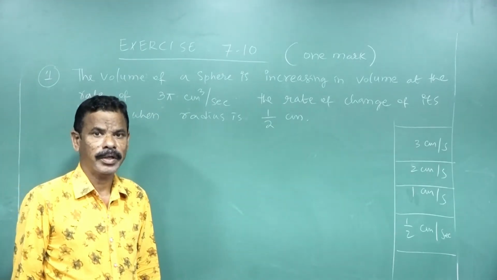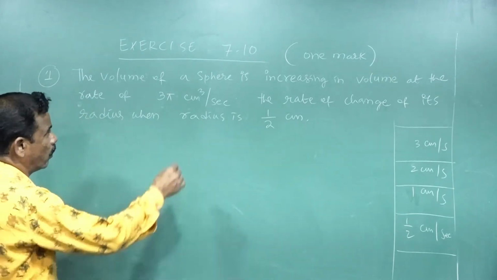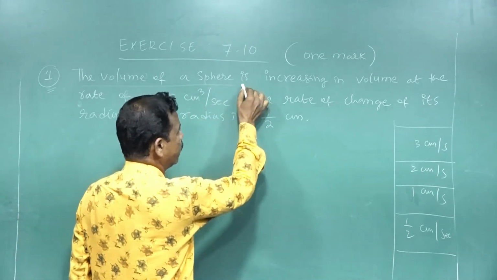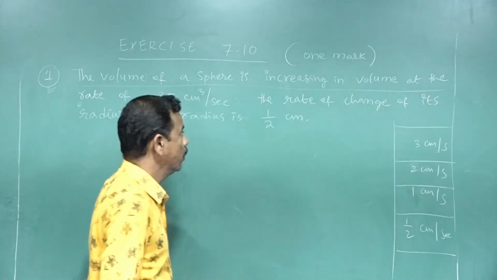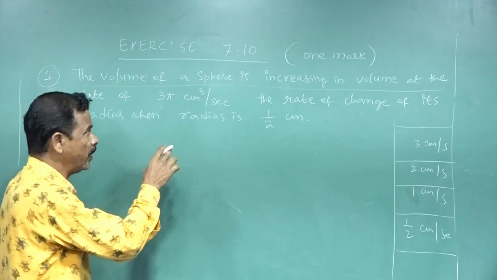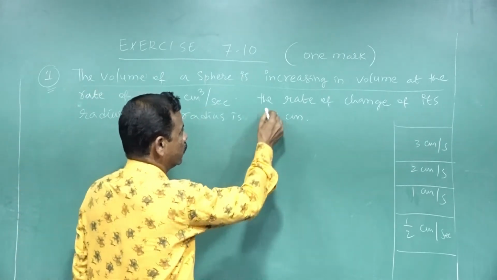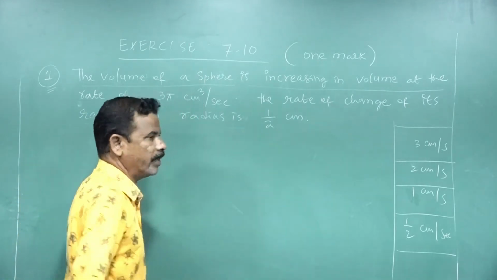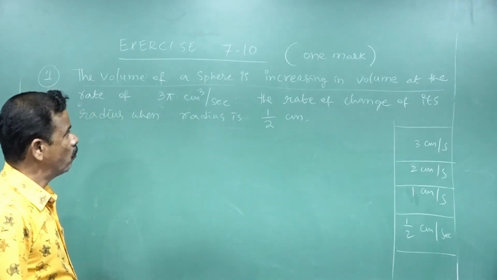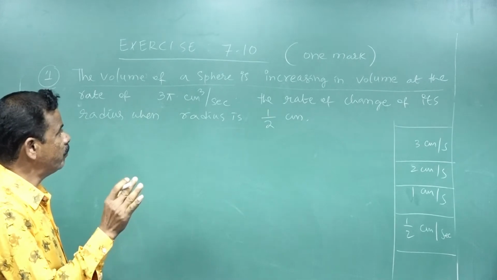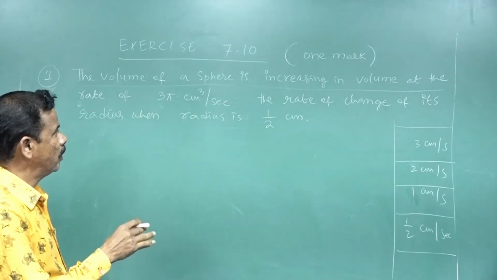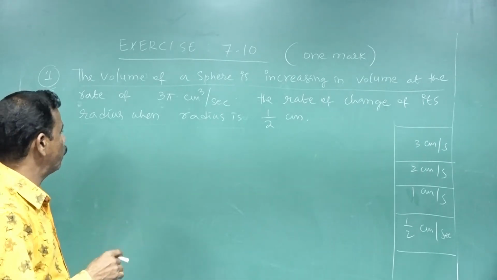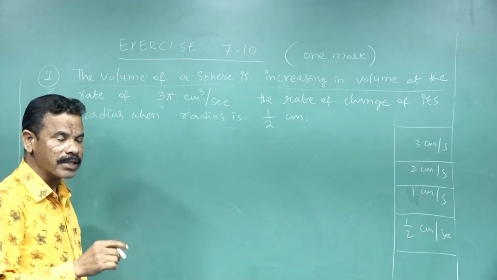Exercise 7.10, 1 mark bits. First question: the volume of a sphere is increasing at the rate of 35 centimeter cube per second. Find the rate of change of its radius when the radius is 1/2 centimeter. So what is given? The rate of change of volume is given. And what is the question asking? The rate of change of radius.